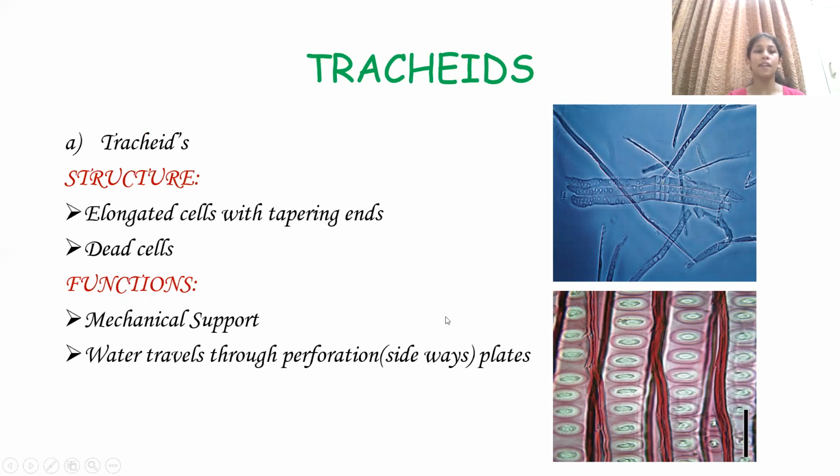The structure is they have elongated cells with tapering ends. Tapering ends are nothing but they have the ends closed, and these are made up of dead cells. The function of tracheids is they provide mechanical support and the water travels through perforation plates. So perforation means sideways.